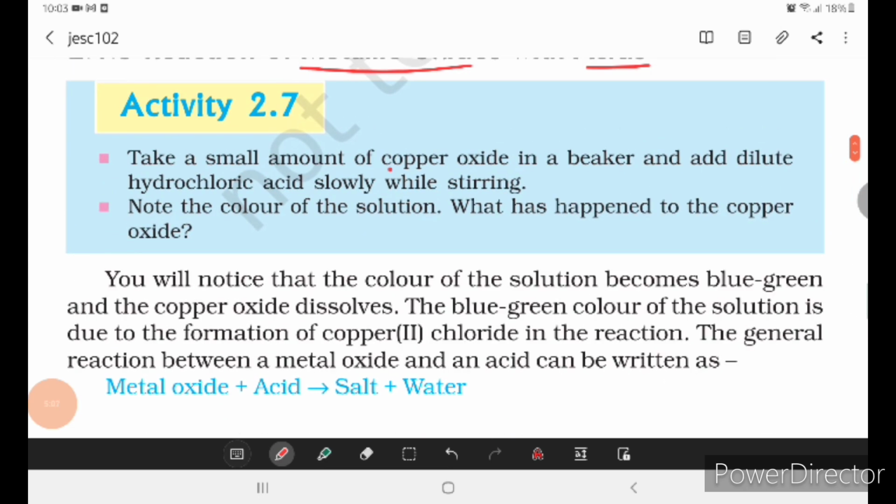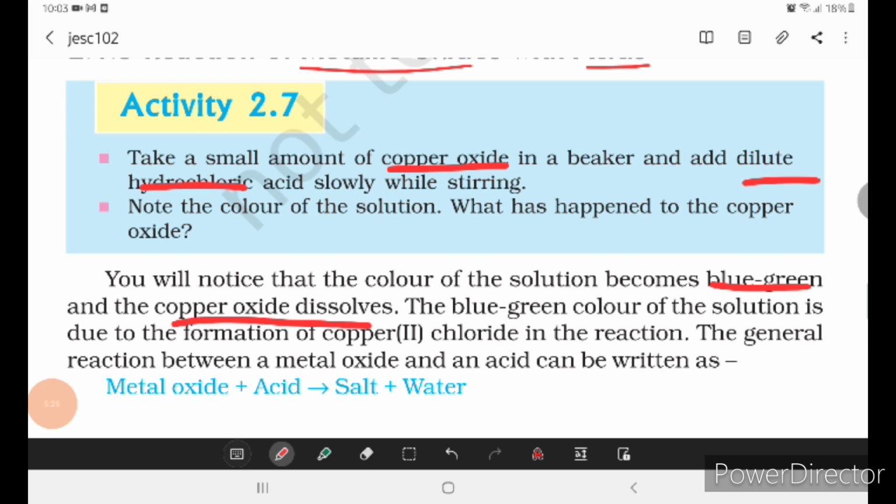Look at the experiment. Take a small amount of copper oxide in a beaker and add dilute hydrochloric acid to it while slowly stirring. Note the color of the solution. What happened to the copper oxide? You will notice that the color of the solution becomes blue-green and the copper oxide dissolves.